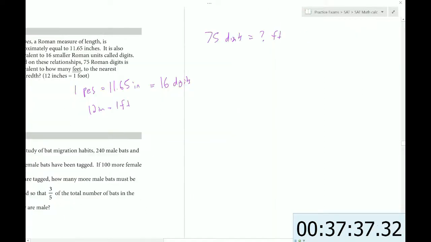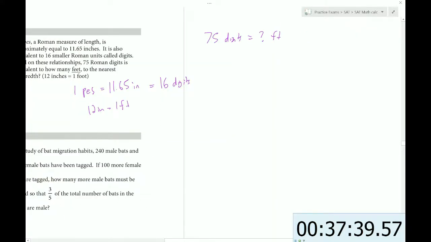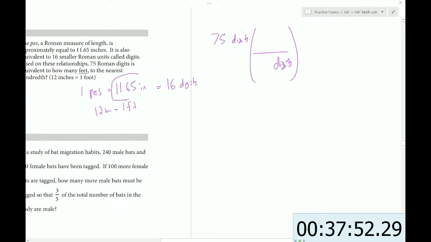All right, so we have the problem laid out here. We have to convert digits into feet. So let's see how to get there. Starting with 75 digits, we'd like to get out of digits, so we have to use something that involves digits. For example, we can use this. We know that 16 digits corresponds with 11.65 inches. The digits would cancel, leaving us in inches. But we want to go further than that.